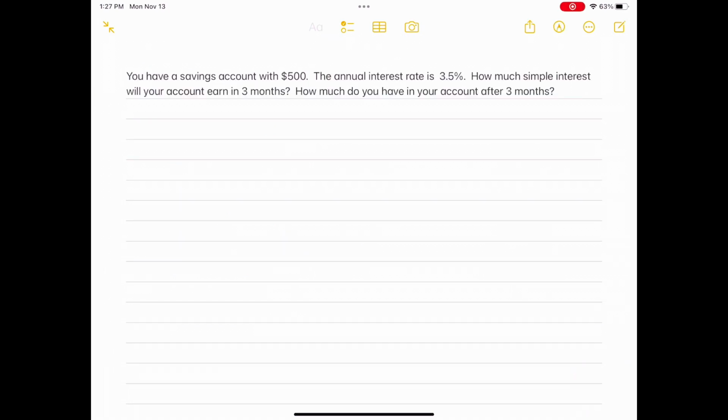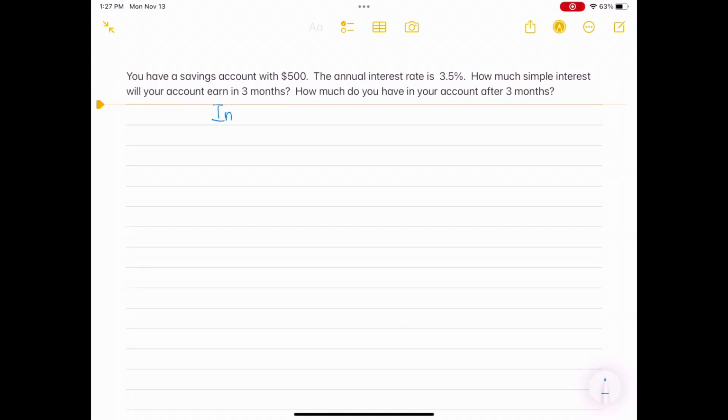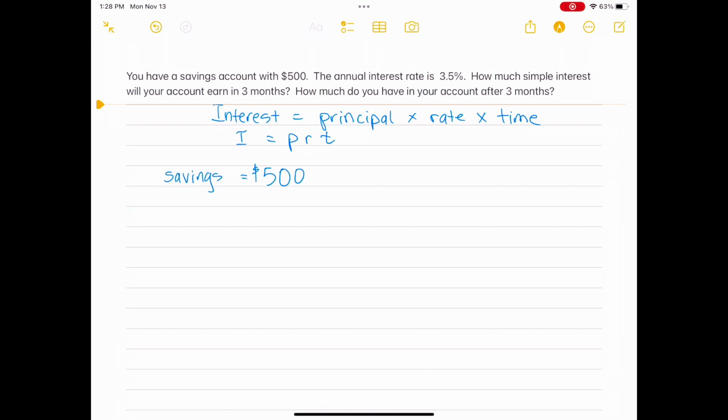You have a savings account with $500. The annual interest rate is 3.5%. How much simple interest will your account earn in 3 months? How much do you have in your account after 3 months? The formula for finding interest is principal times rate times time, or I equals P times R times T. The principal is $500. The annual interest rate is 3.5%, and we want to know how much is accumulated in the account after 3 months.